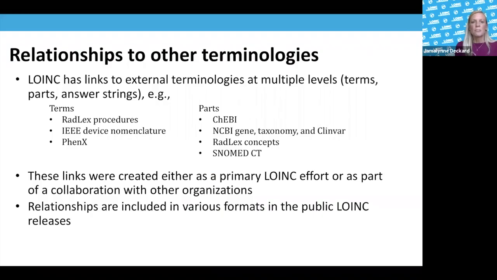We also have relationships to other terminologies. LOINC has links to external terminologies at multiple levels: at the terms, as well as the pieces, the parts, and the answer strings. And there are some examples there. These links were created either as a primary LOINC effort or as part of a collaboration with other organizations. And the relationships are included in various formats in the public LOINC releases.